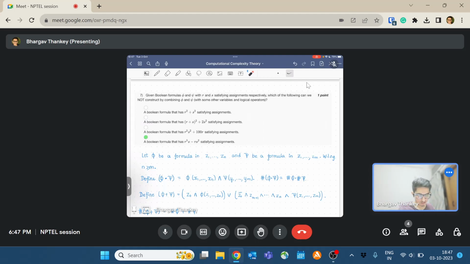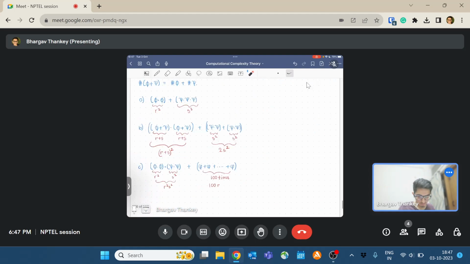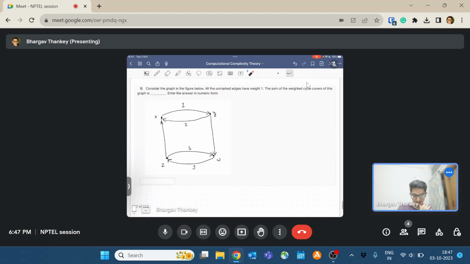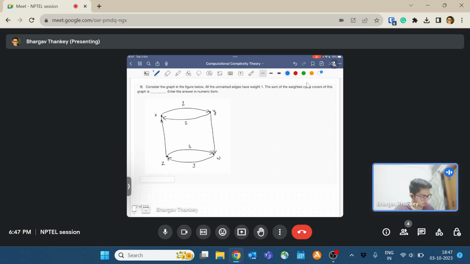Okay, so this is fine. Let's look at the next problem. In the next problem, we are given a graph and some of the edges in the graph have weights, and all the unmarked edges, that is these two edges, have weight 1. And the question is, what is the sum of the weighted cycle covers of this graph? So again, this needs to be worked out, so I won't ask you what the answer is, but let's work this out.